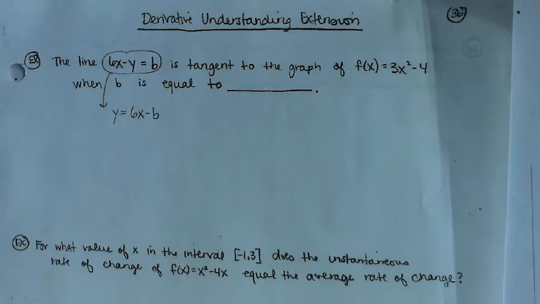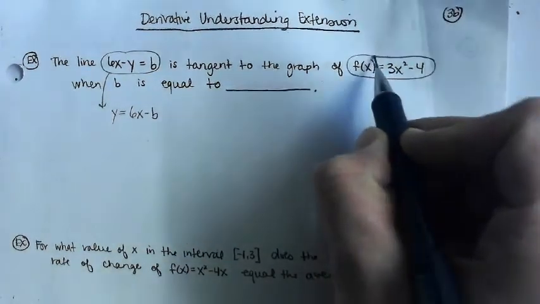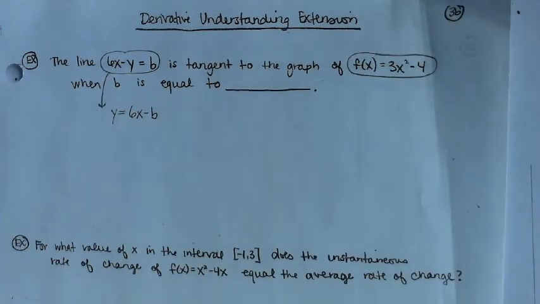Slope of 6. The line is linear. That's always going to be true. The slope is 6, though. So if that line that has a slope of 6 is tangent to this graph, it would have to happen when b is equal to what?